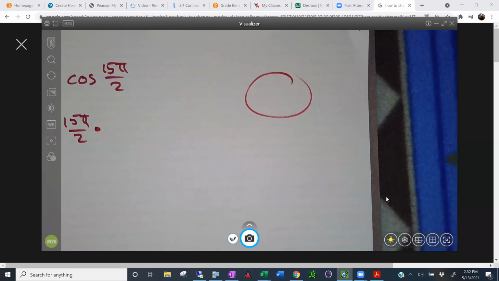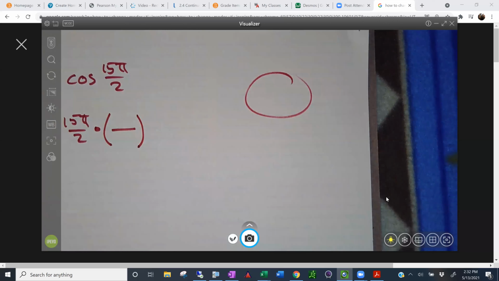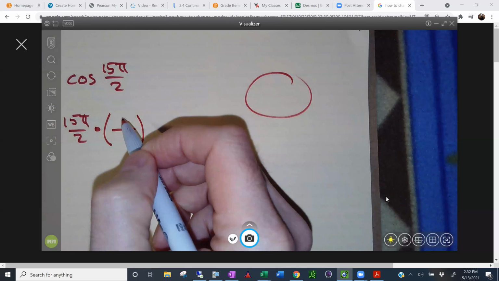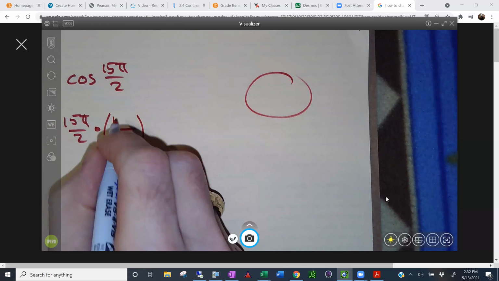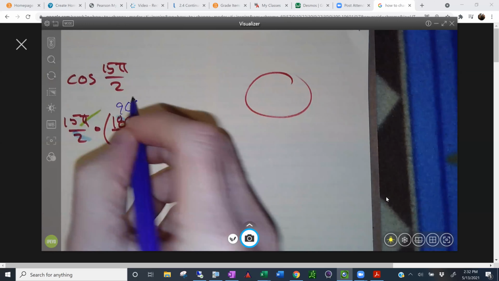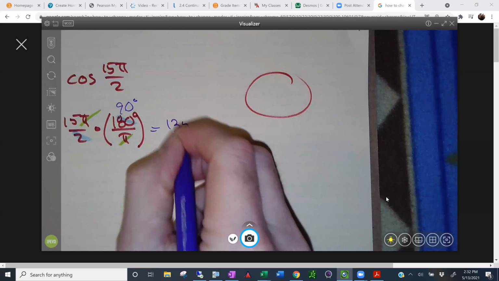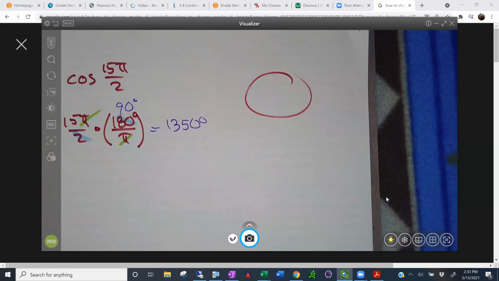I'm going to start by converting that to degrees. To convert to degrees, I know that there's 180 degrees in every pi radians. So I can multiply like this. The pi's cancel out, and the 2's cancel into the 180, which gives me 90 times 15. 15 times 90 is 1,350 degrees.